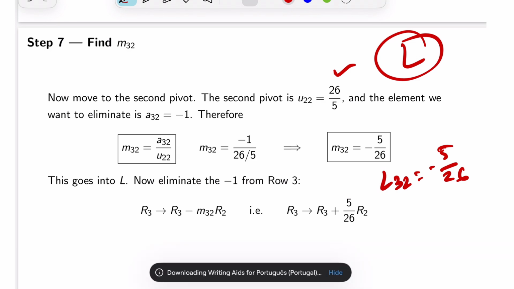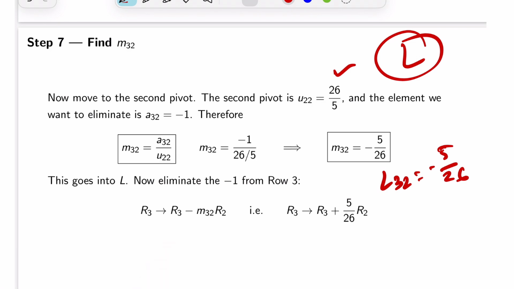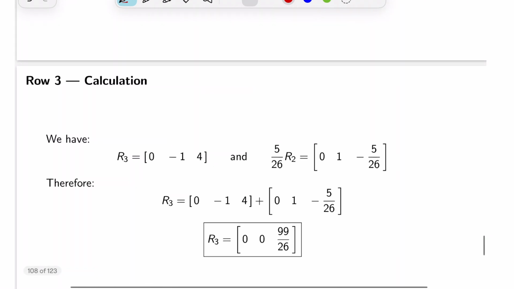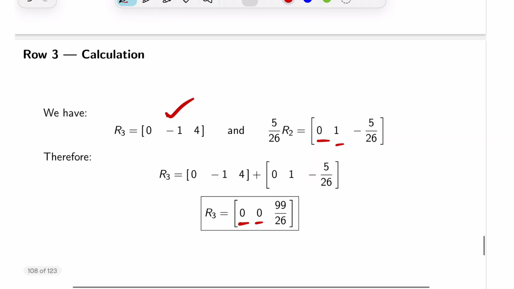Now we'll do the Gauss elimination method again. Here R3 is R3 minus m32 times R2, so m32 is minus, so it will be positive. Now again, R3 is 0 minus 1 4, and we have to multiply R2 by 5 by 26, which gives 0 1 minus 5 by 26. Now if we add, R3 will be 0 0 99 by 26.